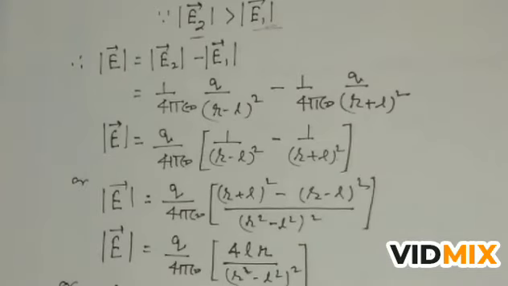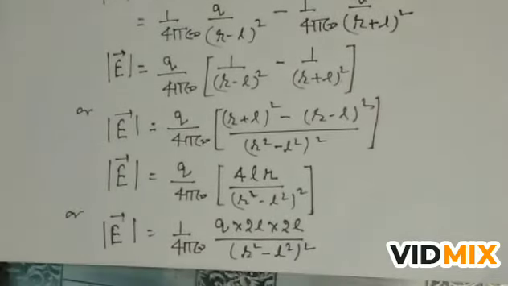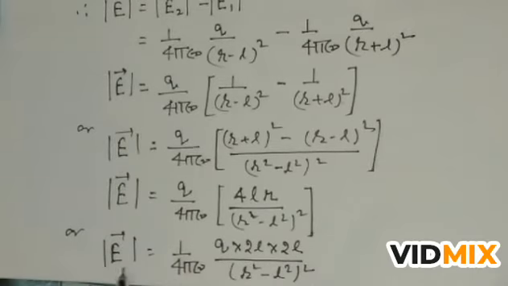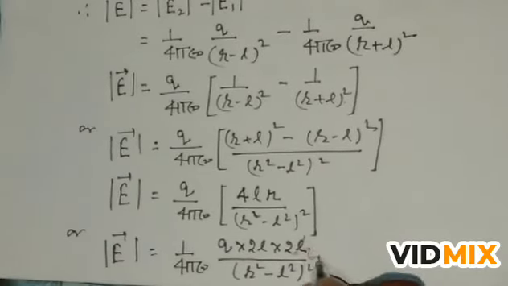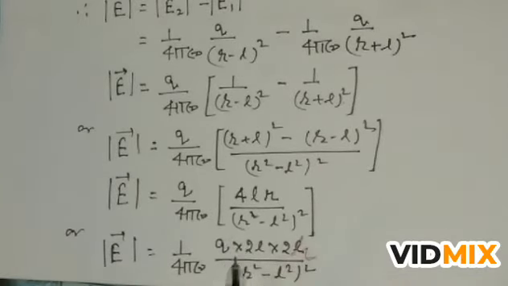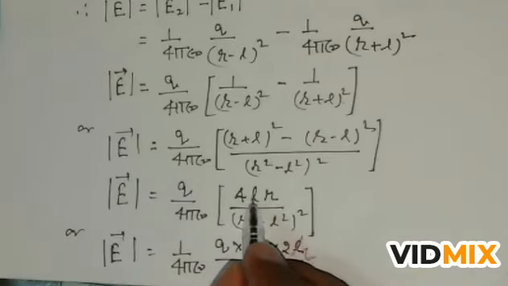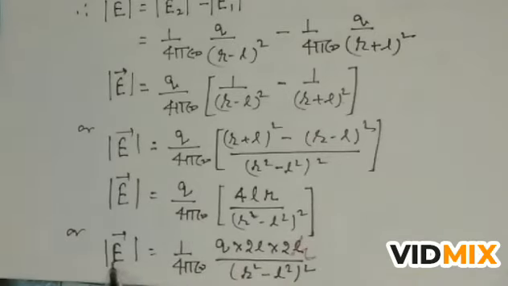So finally you will get E equal to 1 upon 4 pi epsilon naught 4 Q L R upon the denominator. I break this 4 LR Q into Q into 2L into 2R. So 4 LR means 2L and 2R, and Q. So E is equal to 1 upon 4 pi epsilon naught Q into 2L into 2R upon r square minus l square whole square.